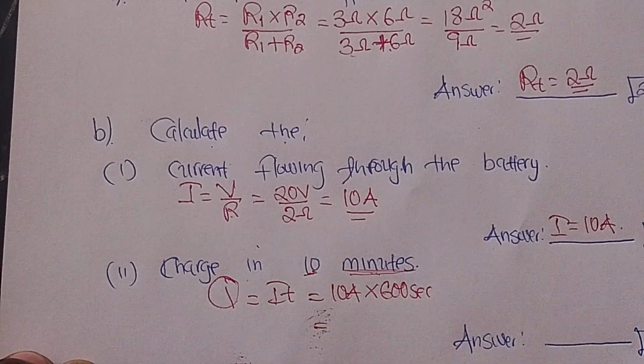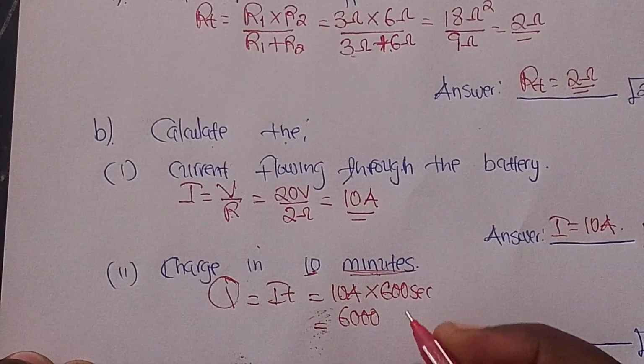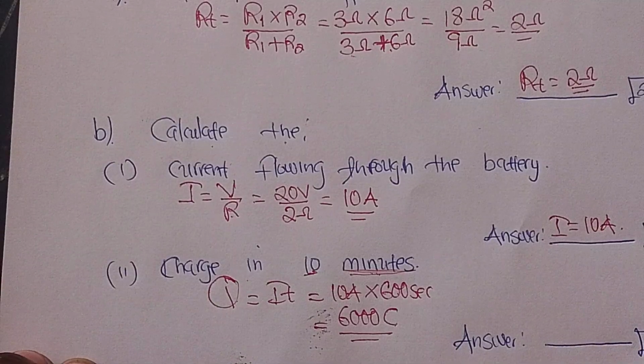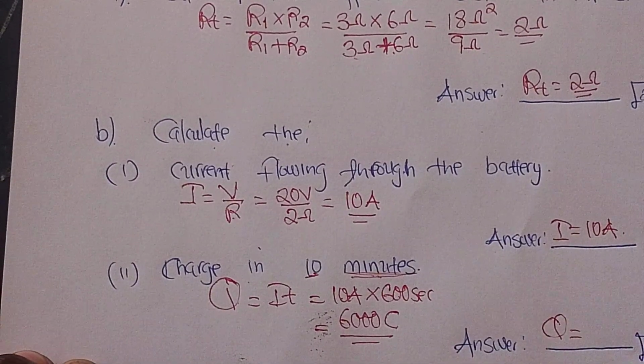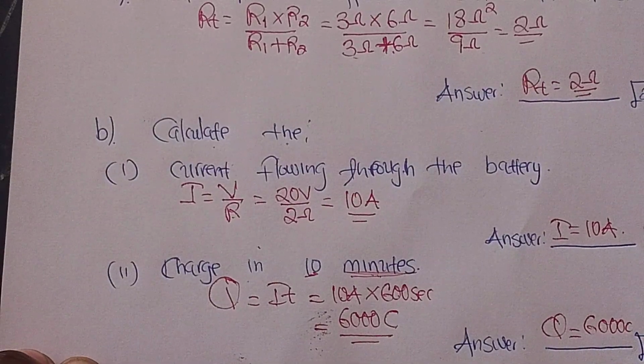So here we're now going to say 10 times 600. This is going to give us 6,000. Charge is measured in coulombs represented by C. So here we're going to say the charge is 6,000 coulombs.